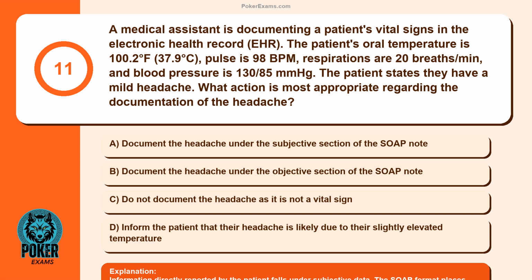Information directly reported by the patient falls under subjective data. The SOAP format places what the patient tells you about their symptoms in the subjective section. Objective data includes measurable facts like vital signs. The patient's statement about their headache is subjective and belongs there.